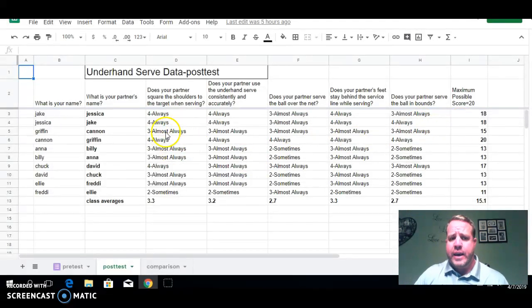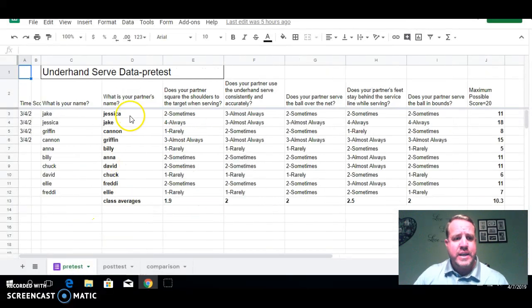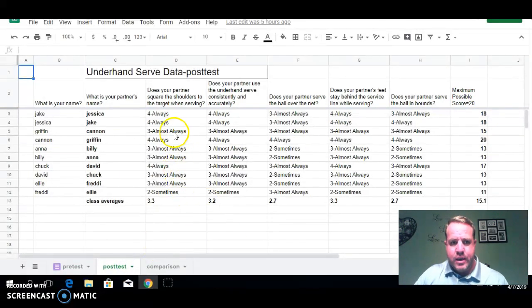Now, you take a student like Cannon, and I will go back to the pretest here on Cannon. You see he was a rarely, sometimes, rarely, and sometimes, for a total of 8 out of a maximum possible 20. If we go to the post-test, he improved in every column and moved all the way up to a 15. So that's showing tremendous growth there.